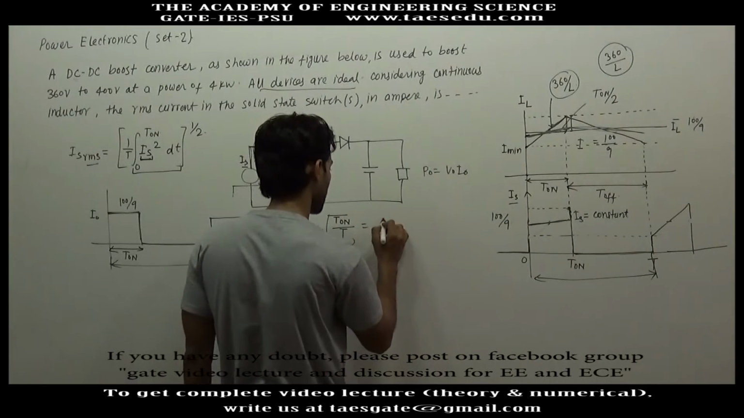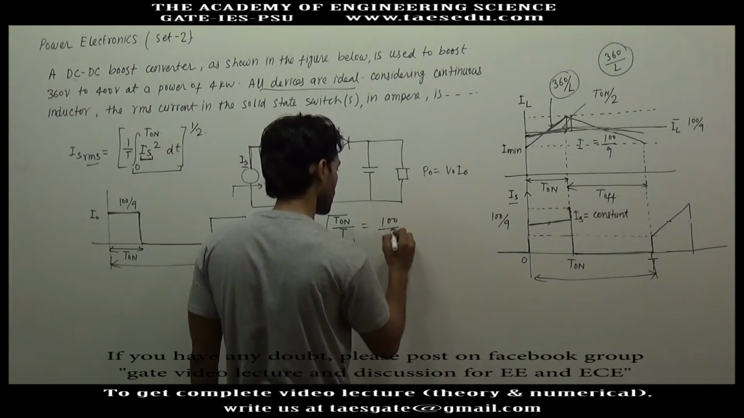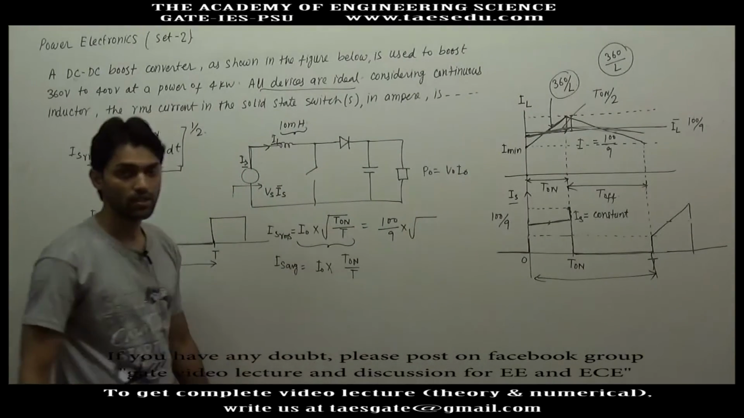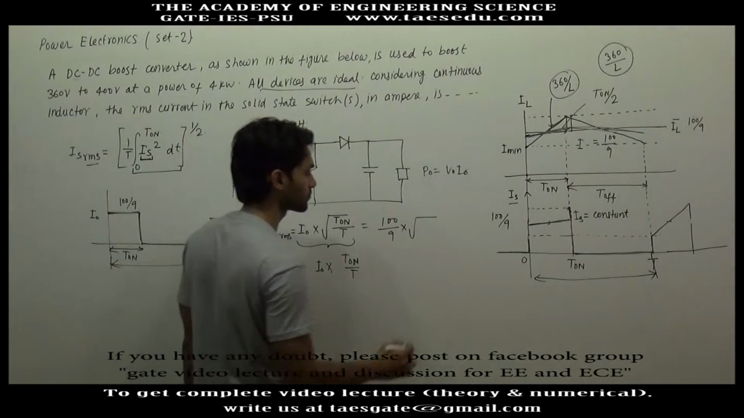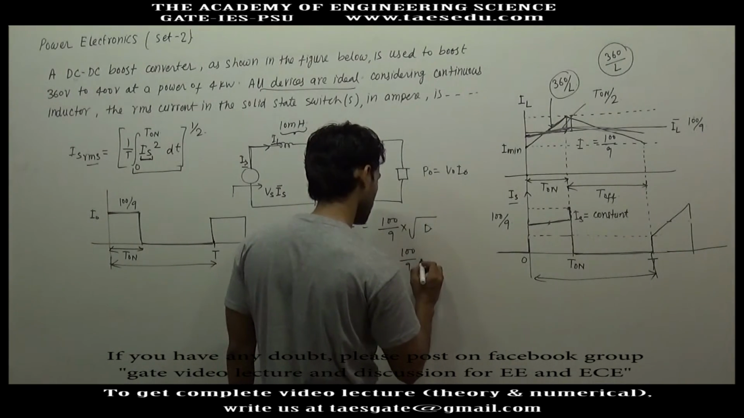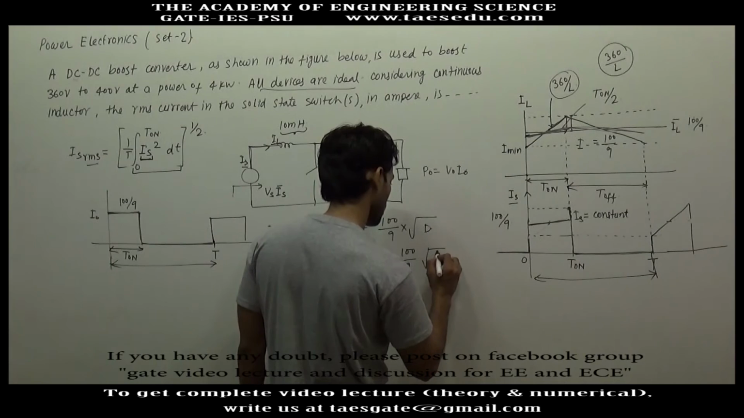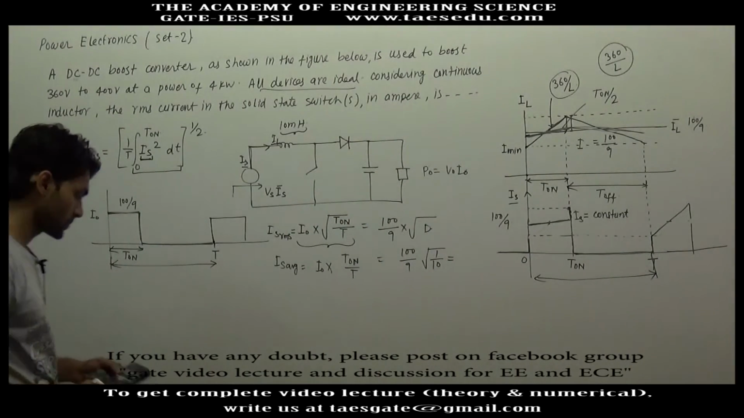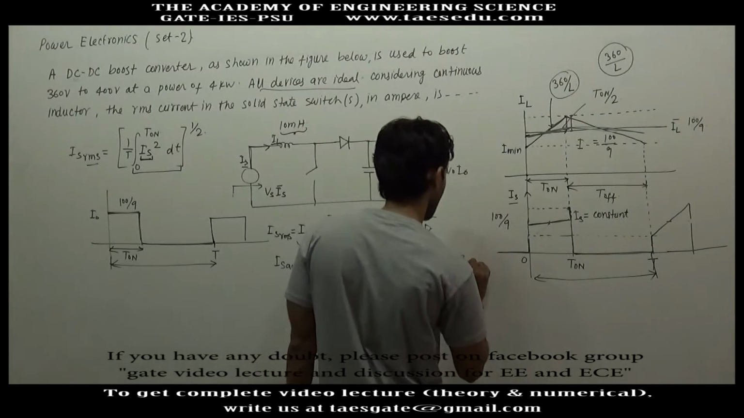I naught is 100 divided by 9, into root under t on by T, which is nothing but the duty cycle. So 100 by 9 into root under 1 by 10. This will be 3.51 ampere.